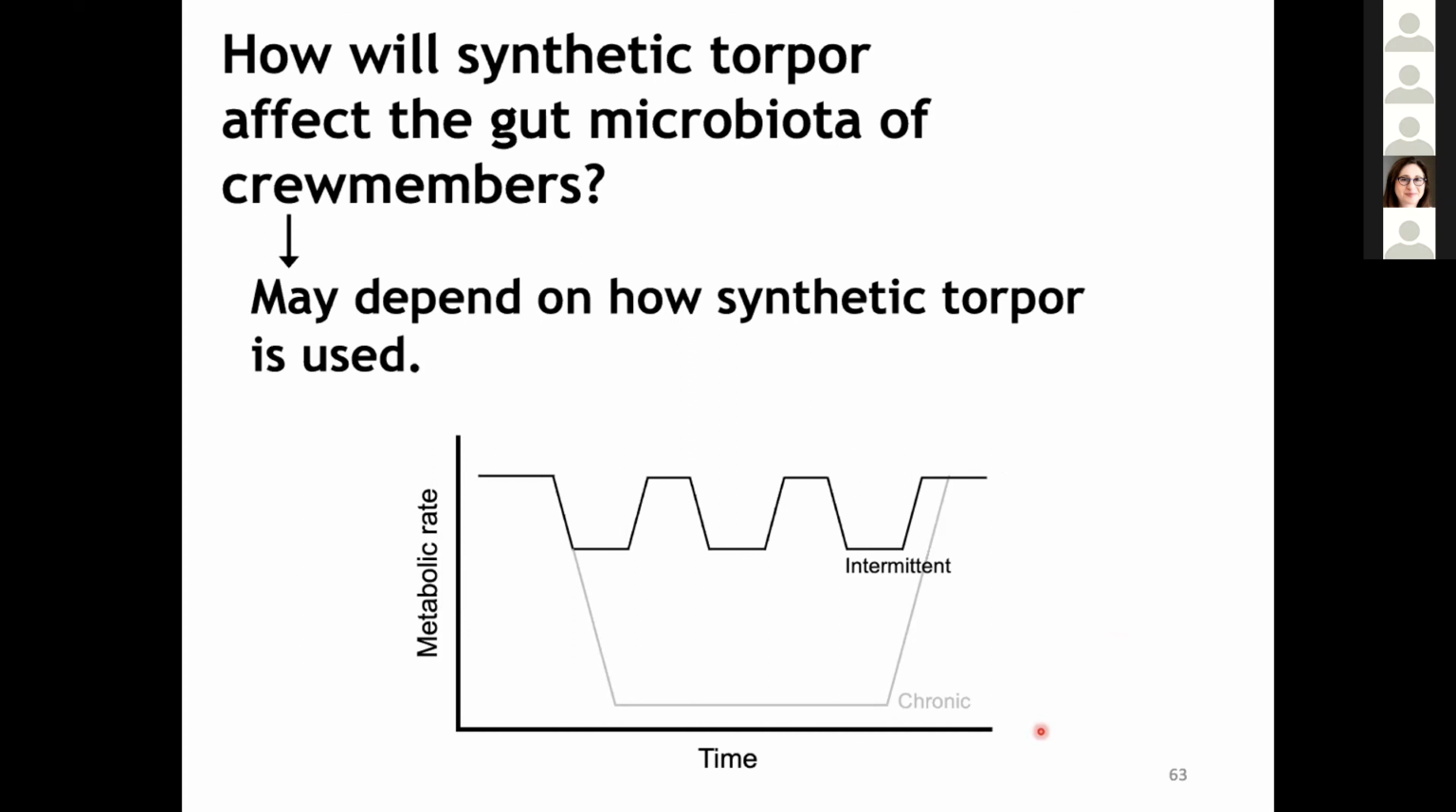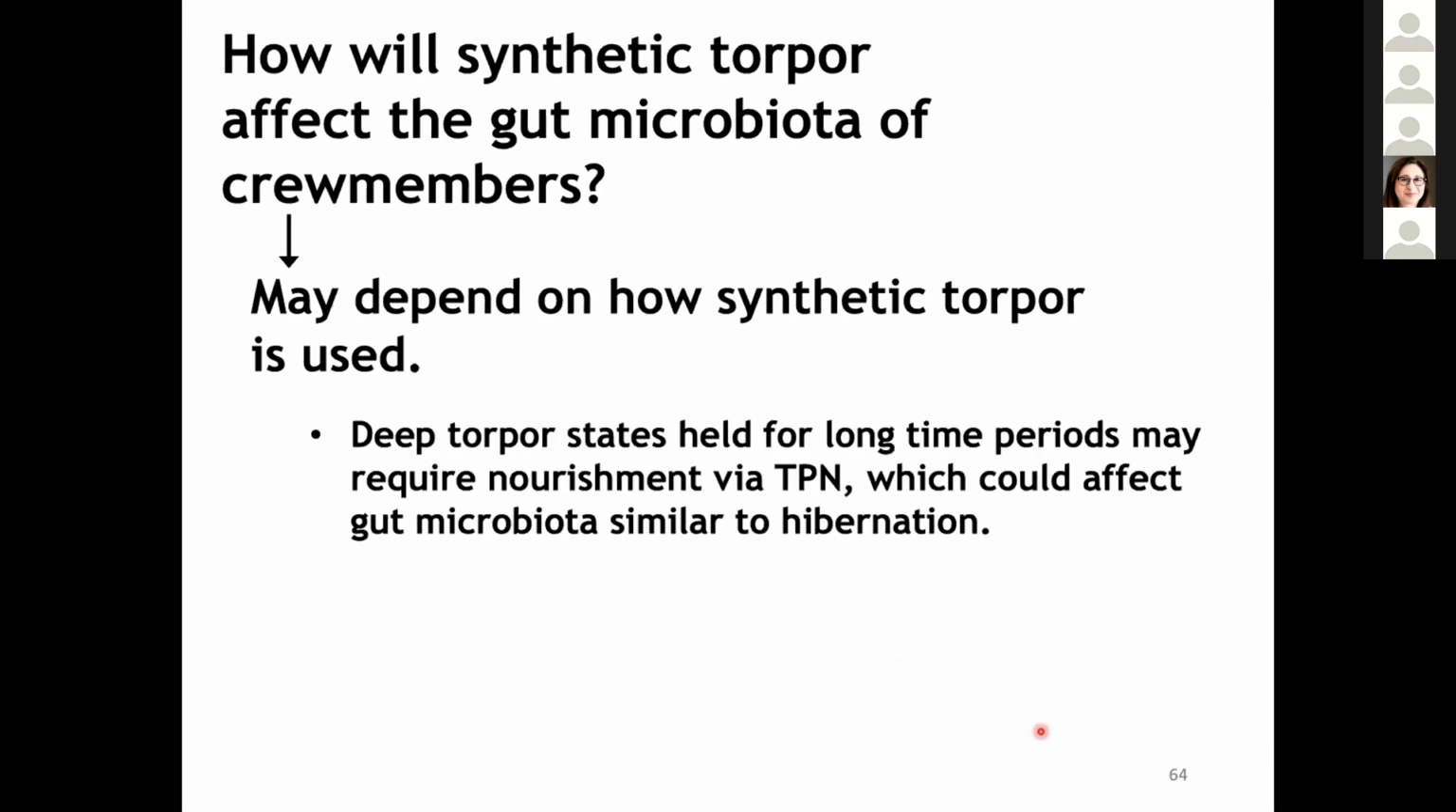So any of these methods could be relevant to a Mars mission, and theoretically, any combination of time and metabolic rate is possible. Given this, and with respect to the gut microbiota, my guess is that the use of torpor that will have the greatest impact on the microbiota is a deep state of torpor held for a long period of time. And this is because, as has been written about and mentioned earlier, those torpor states may require nourishing the crew member via IV lines or total parenteral nutrition, TPN, which would bypass the GI tract and possibly lead to the microbial changes that we see in our ground squirrels.